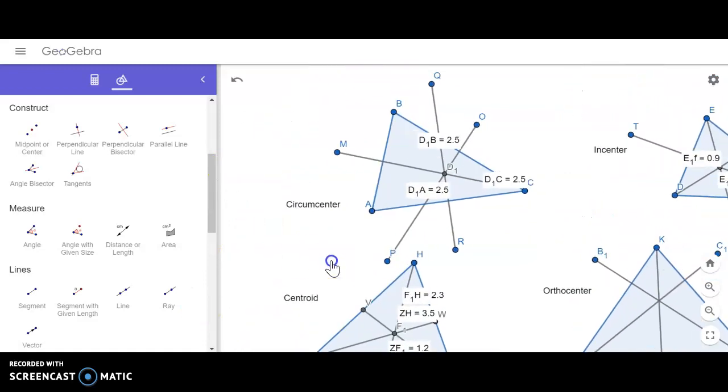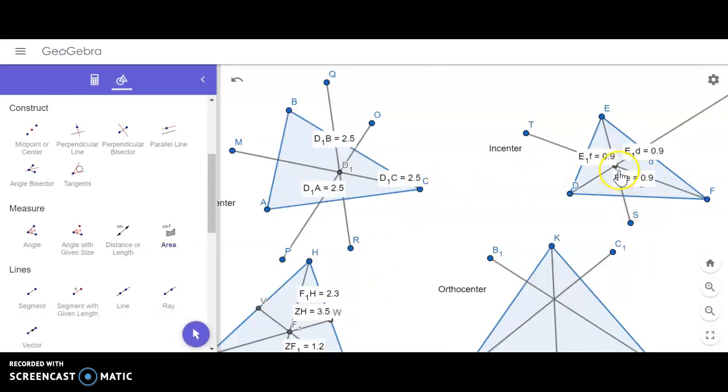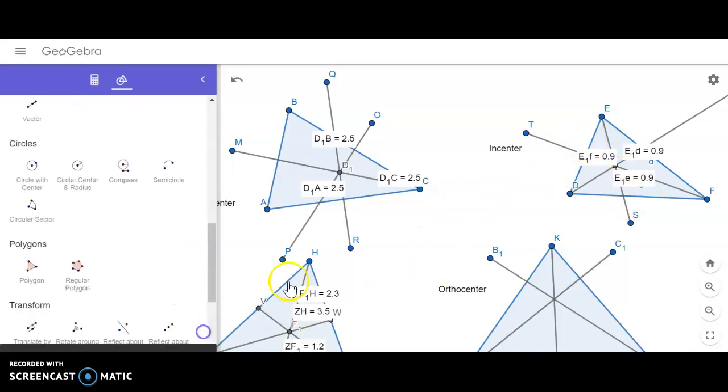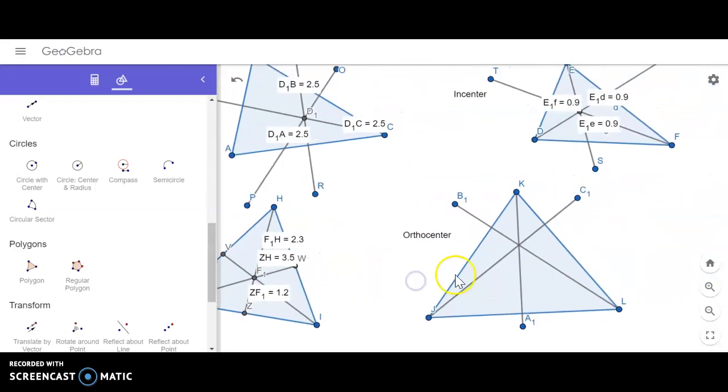You have the circumcenter, created by perpendicular bisectors, same distance from each vertex. The incenter, created by angle bisectors, and it's the same distance from each side. You have the centroid, also known as the center of gravity, and the distance from the midpoint to the centroid is half the distance from the centroid to the vertex. And then you have the orthocenter, which is created by altitudes, and it's just there.